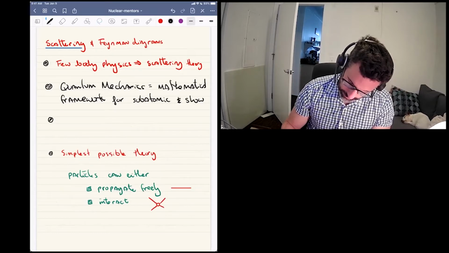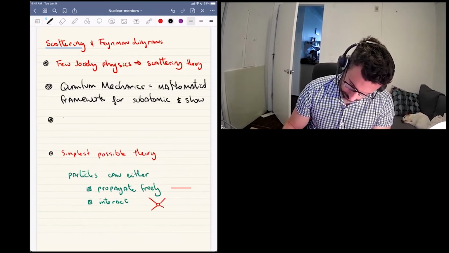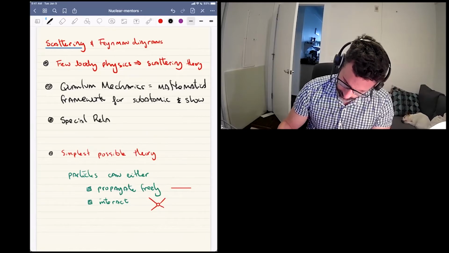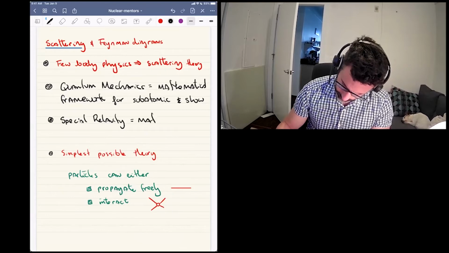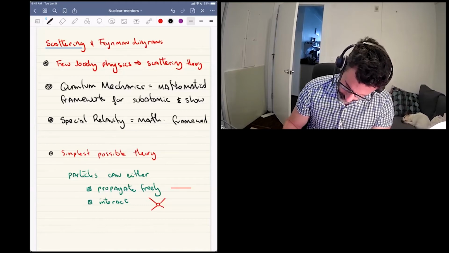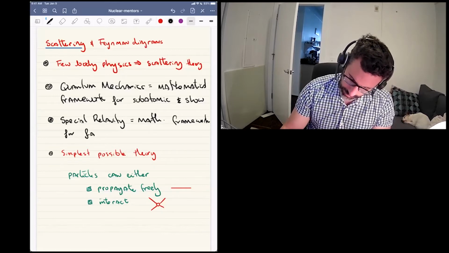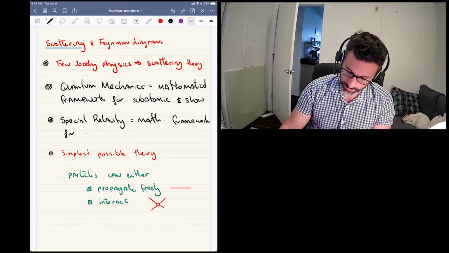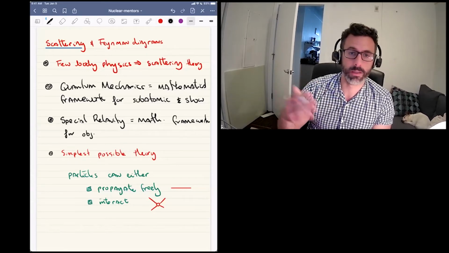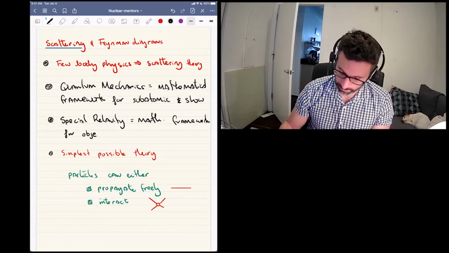Well, Einstein's special theory of relativity, special relativity, is a mathematical framework for fast-moving objects, or for objects moving at arbitrary speeds. Meaning they could be small, they could be moving slowly, or they could be moving rapidly.